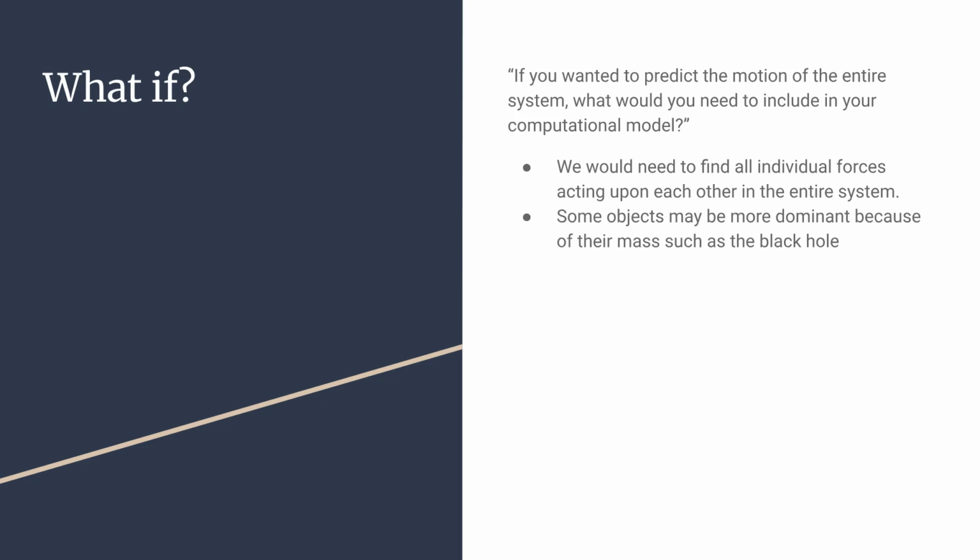Finally, onto the what if. If you wanted to predict the motion of the entire system, what would you need to include in your computational model? First, we would need to find all the individual forces and components acting upon each other in the entire system. Then, some objects may be more dominant because of their mass, such as the black hole has a way bigger mass than the planet and the ship.